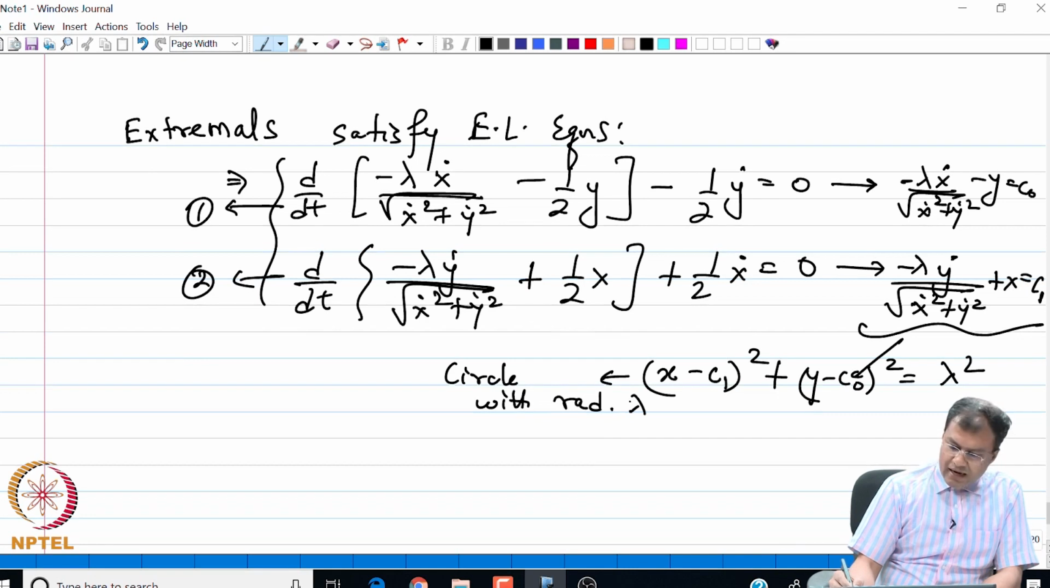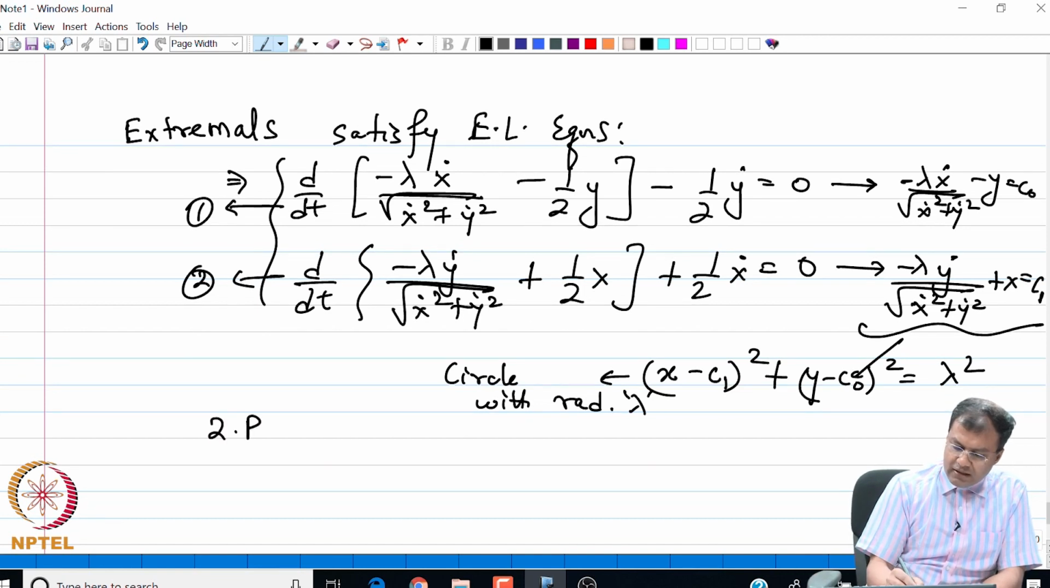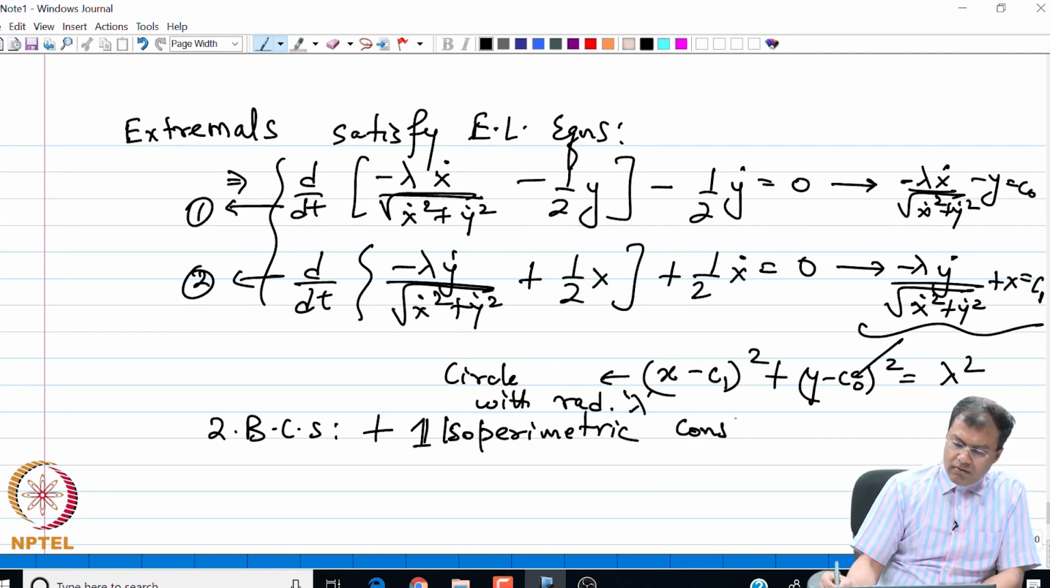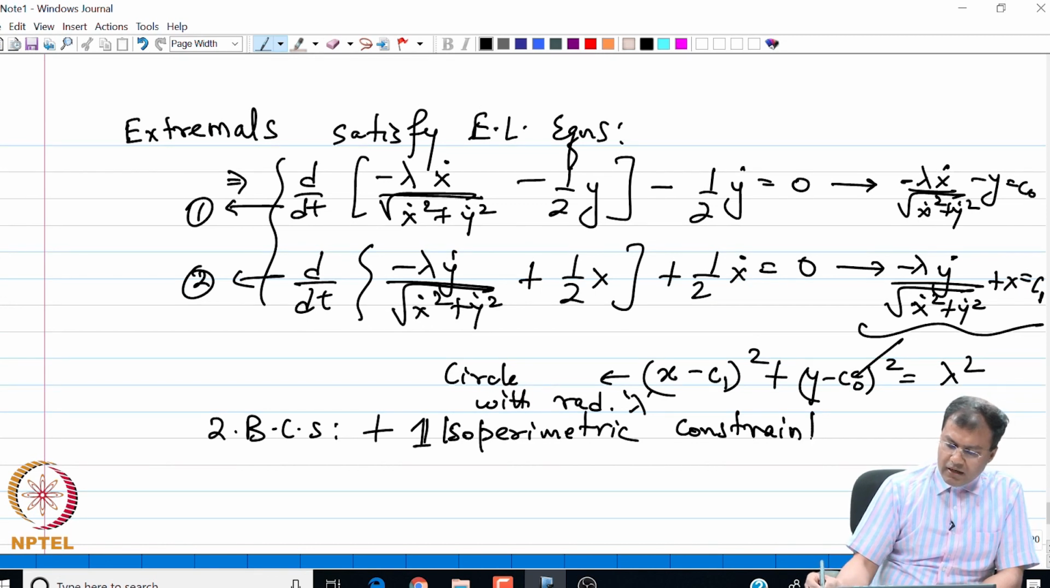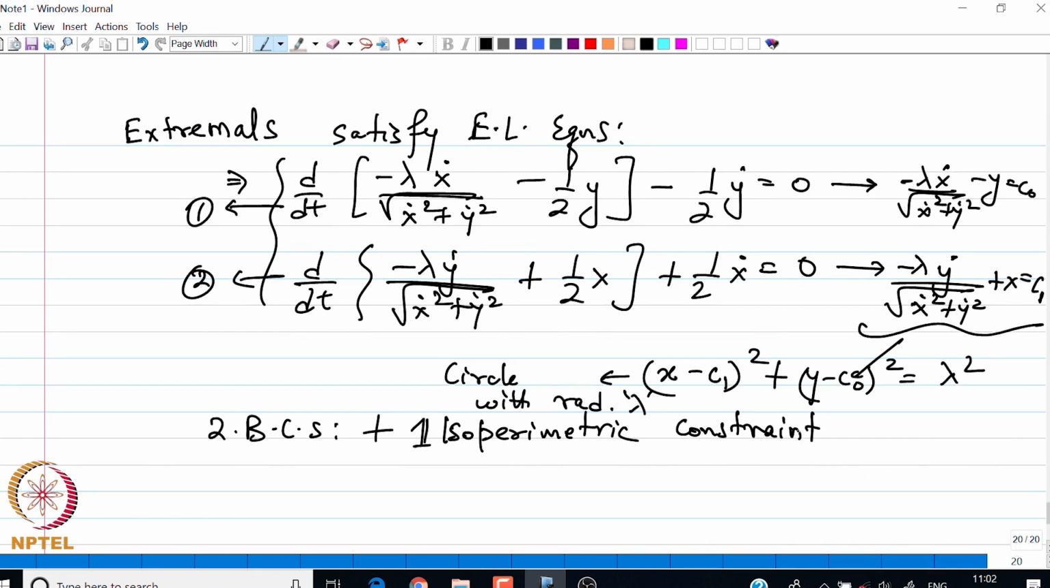This equation has three unknowns c1, c naught and lambda, but we also have two boundary conditions, plus we have one isoperimetric constraint, and that will fully determine the system. That is going to determine my unknowns c1, c naught and lambda, the Lagrange multiplier.